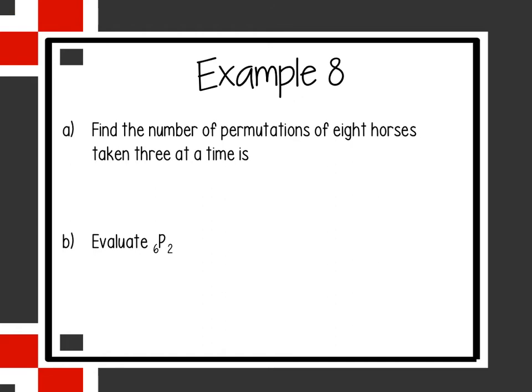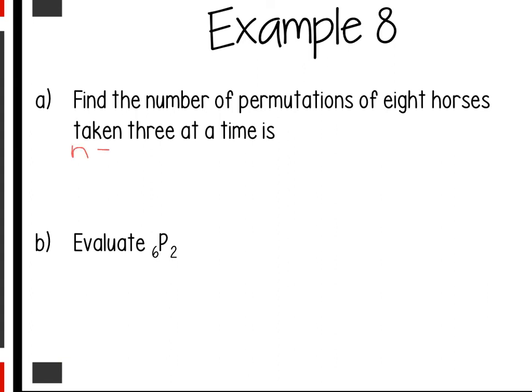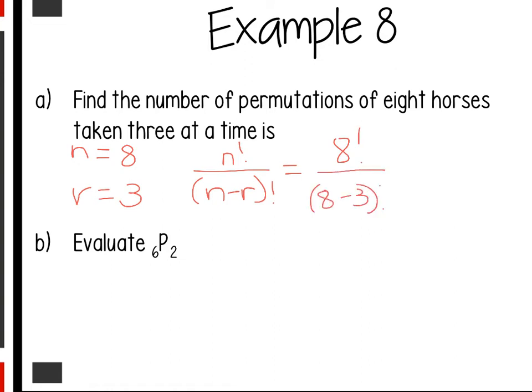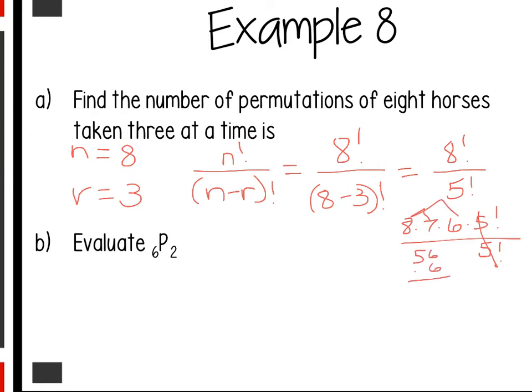So a question would look something like A. Find the number of permutations of 8 horses taken 3 at a time. So what's my n? 8 horses, right? How many are you taking at a time? 3, that's your r. My formula is n factorial over n minus r factorial. So it's 8 factorial over 8 minus 3 factorial, which is 8 factorial over 5 factorial, and 8 times 7 times 6 times 5 factorial over 5 factorial becomes 8 times 7 times 6, which is 336.